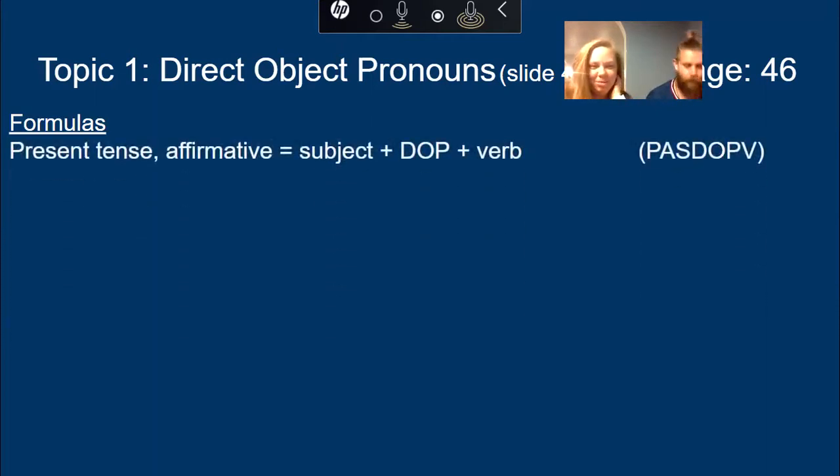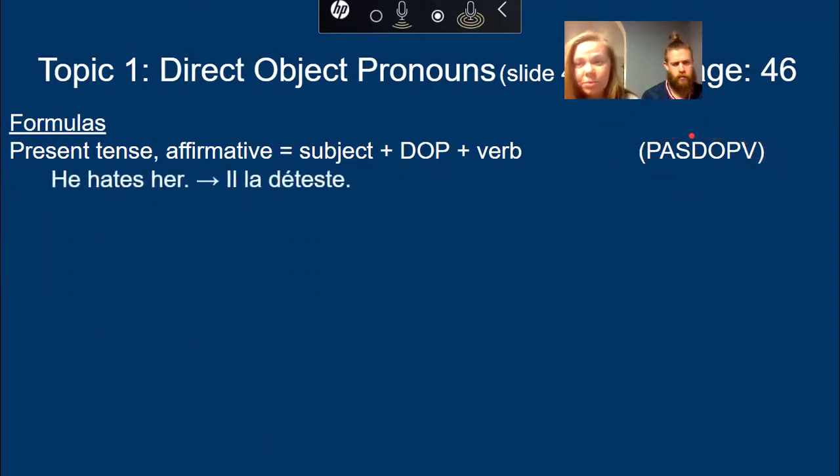Okay, so here is the first formula. When you are forming the present tense of the affirmative, you'll need a subject, a direct object pronoun, that's what DOP stands for, and then a verb. Sometimes people like to do this, present affirmative, subject, direct object pronoun, verb. If you don't like these little things over here, I get it. They're kind of dumb. But if it works for you, great. So he hates her, il la déteste. You've got your subject, your direct object pronoun, and then your verb.